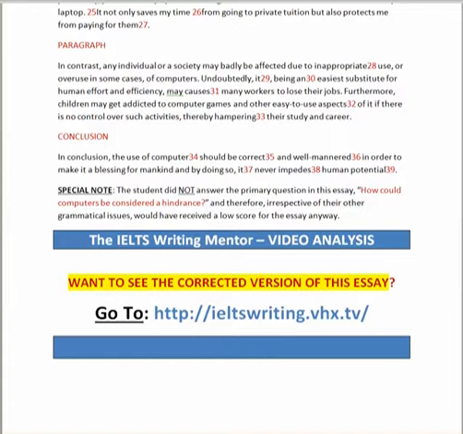How could computers be considered a hindrance, which means a problem, an issue? So the student responded by talking about the positive use of computers and the negative use of computers. The question was, how could computers be considered a problem? That's where the focus of the essay needed to be. So, irrespective of their other grammatical issues, the student would have received a low score for this essay anyway.